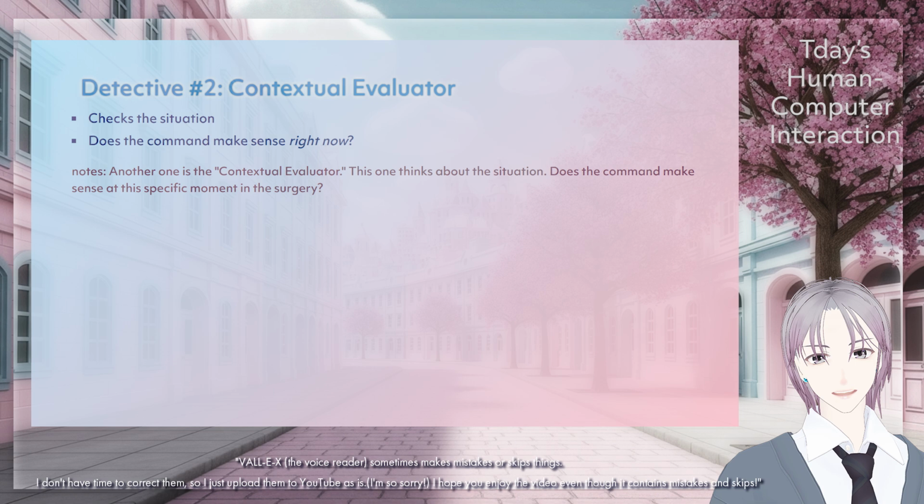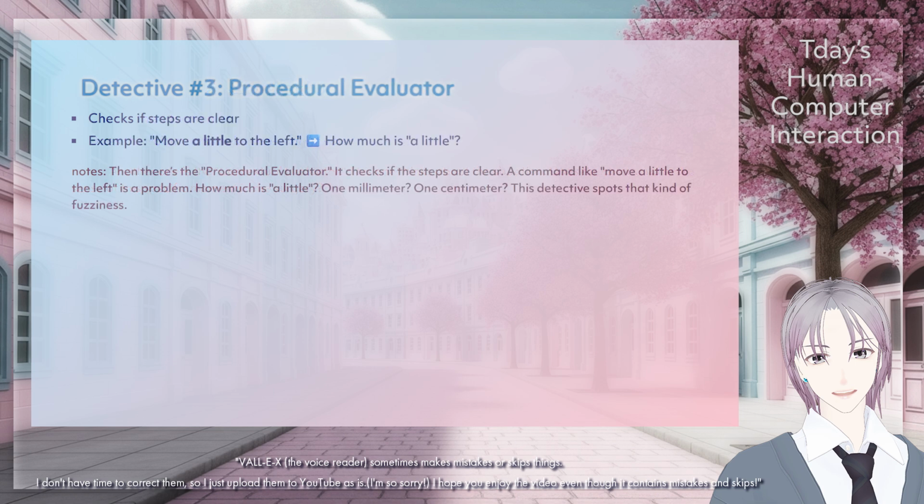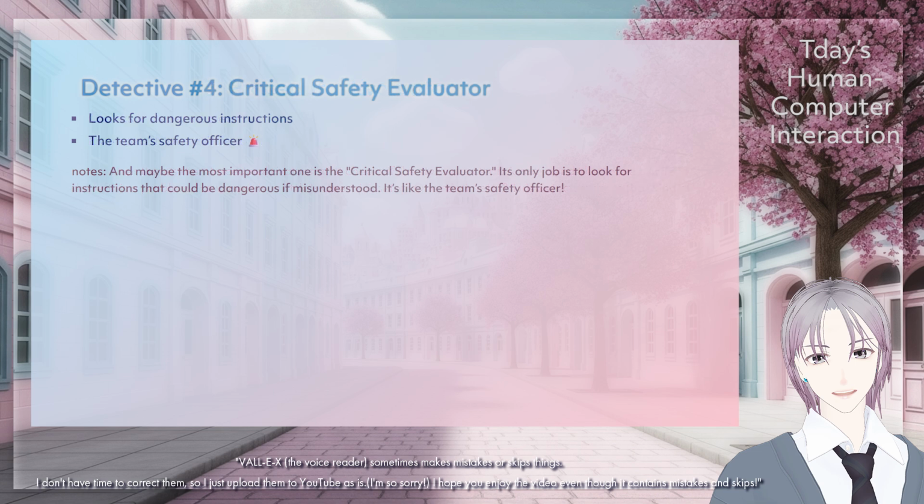Another one is the contextual evaluator. This one thinks about the situation. Does the command make sense at this specific moment in the surgery? And there's the procedural evaluator. It checks if the steps are clear. A command like move a little to the left is a problem. How much is a little? 1 millimeter? 1 centimeter? This detective spots that kind of fuzziness. And maybe the most important one is the safety evaluator. Its only job is to look for instructions that could be dangerous if misunderstood. It's like the team's safety officer.